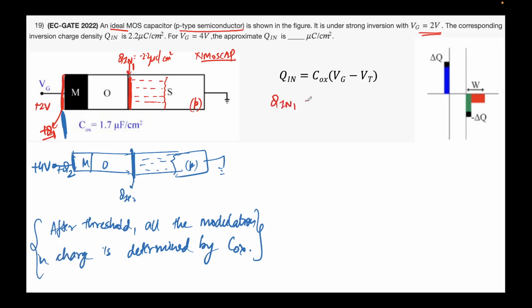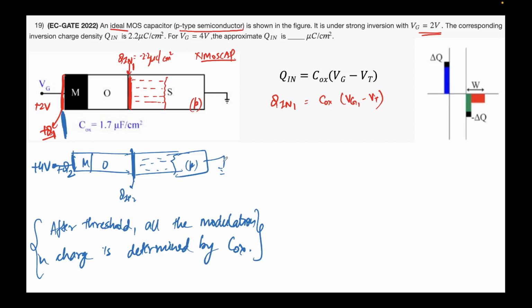So Q in 1 will be equal to Cox times Vg1 minus Vt. Vt is not determined by your gate voltage. It's inherently dependent, among many things, on oxide thickness, for instance, the permittivities and the doping as well. And obviously the ideality, where we assume that metal and semiconductor have the same Fermi level. So Vt depends essentially on that, but not on the gate bias per se. So we can clearly write this expression.